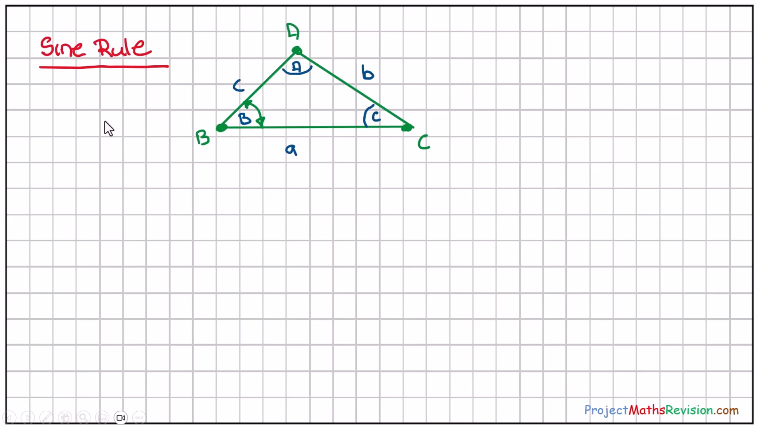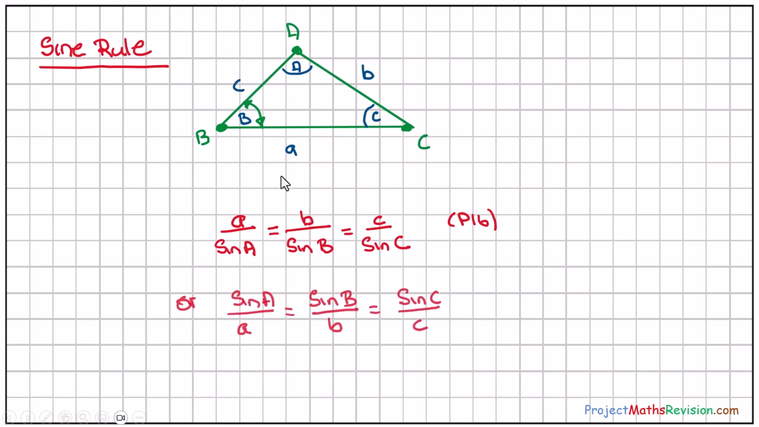The sine rule states, and again this can be found on page 16 of the log tables, that the length A over the sine of the corresponding angle is equal to the ratio of any other length and its corresponding angle. So we can say A over sine of A is B over sine of B is C over sine of C. Or we could put the reciprocal of this. We could say sine A over A is sine B over B, or it's equal to sine C over C.